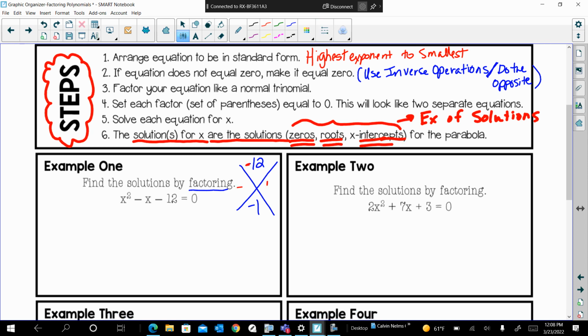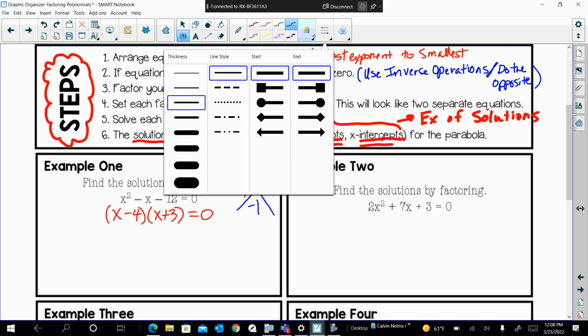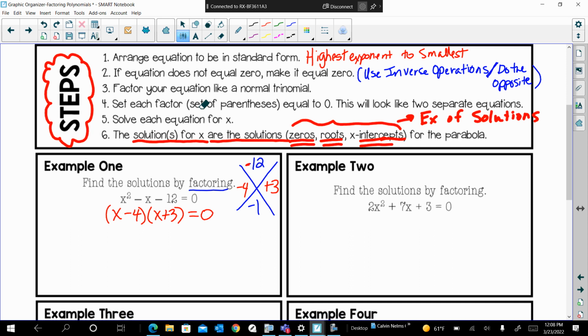Okay, because I see it's a negative 12, I know my factors are negative and positive. So what factors give me a sum of negative 1? Yeah, negative 4 and positive 3. So what we're going to write is x minus 4 in parentheses and x plus 3 in parentheses equal to 0. So step 4 says to set each factor, that means each set of parentheses, equal to 0. So we're going to do x minus 4 equal to 0, and x plus 3 is equal to 0.